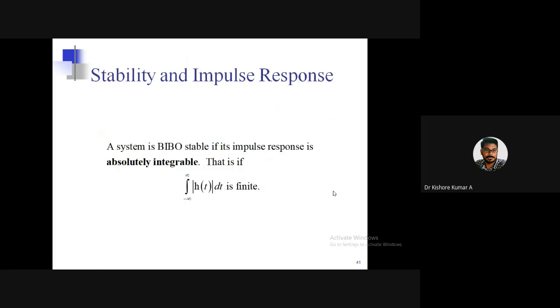And stability and impulse response. A system is bounded-input, bounded-output stable if its impulse response is absolutely integrable. That is, if the integral from minus infinity to plus infinity of |h(t)| dt is finite. Then we can say the particular system is bounded-input, bounded-output stable.